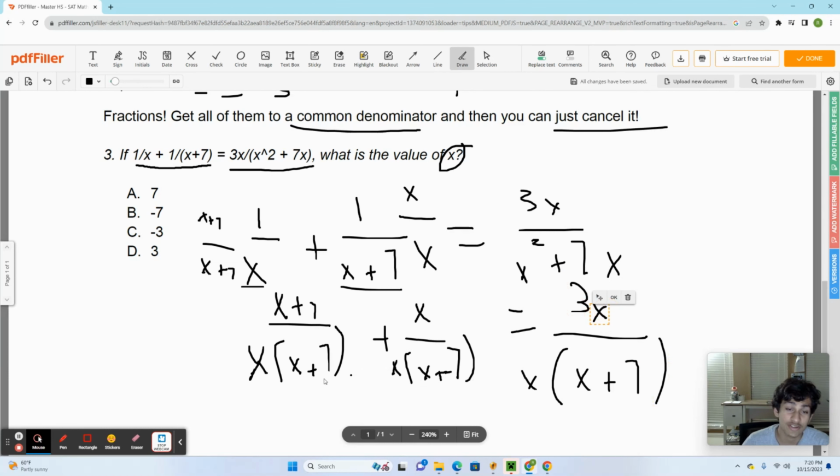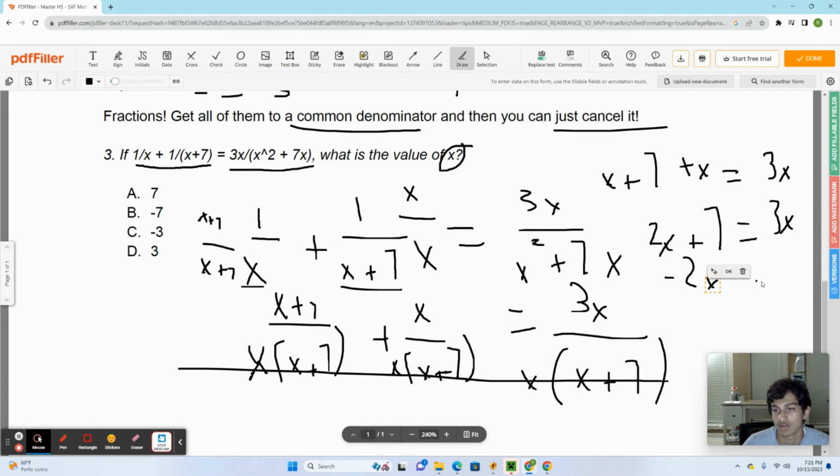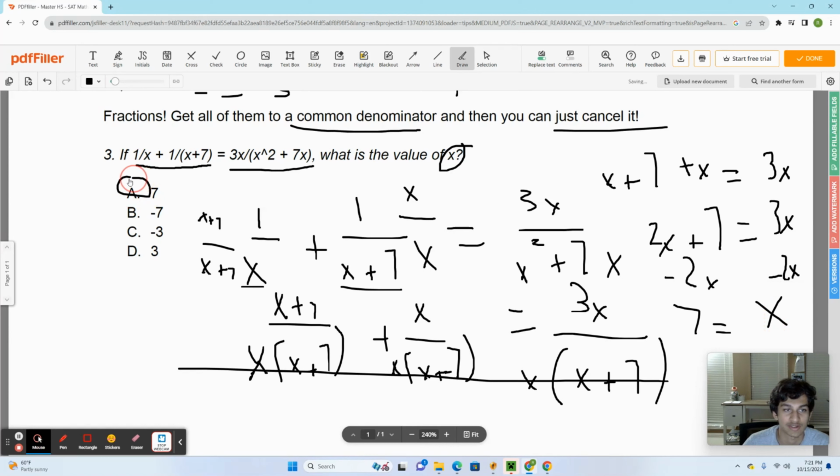Okay, now that we have a common denominator, we can just cancel it out, and that leaves us with x plus 7 plus x equals 3x. Combining like terms gets us 2x plus 7. 2x plus 7 equals 3x. And isolating for x is pretty easy. We just have to subtract 2x from both sides of the equation. Yep. And that should get us 7 equals x. And we're asked for the value of x, so we can just simply pick A.